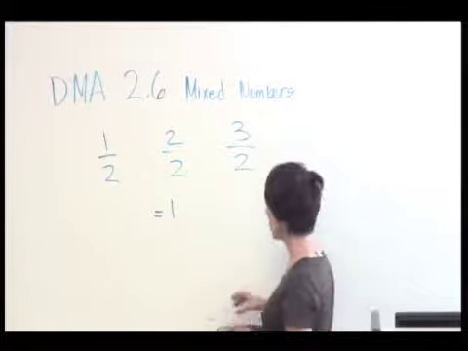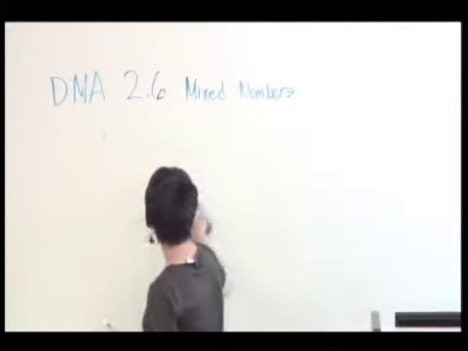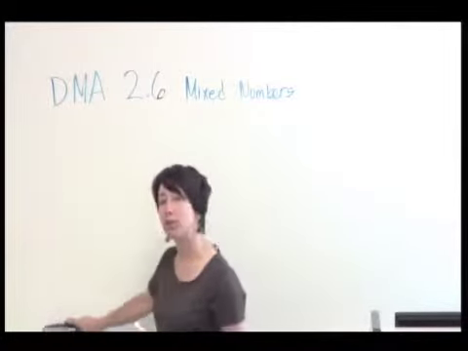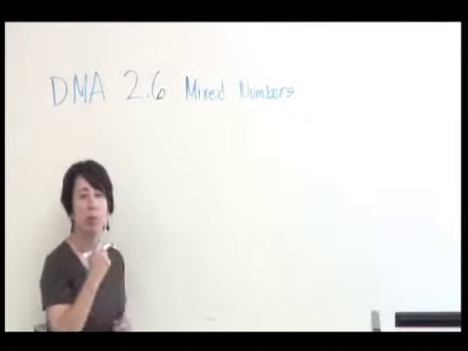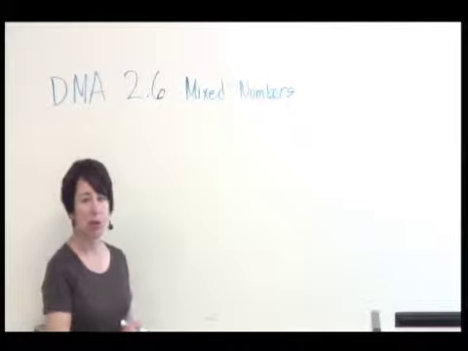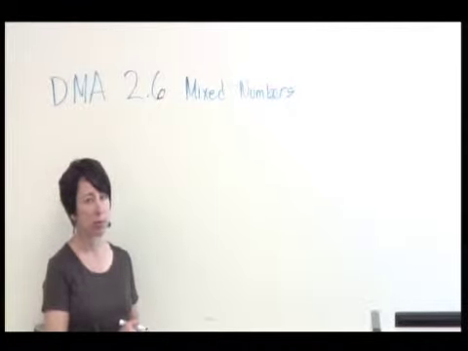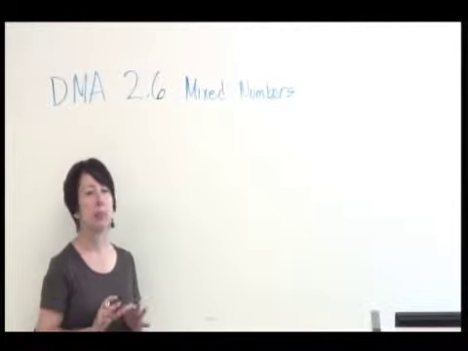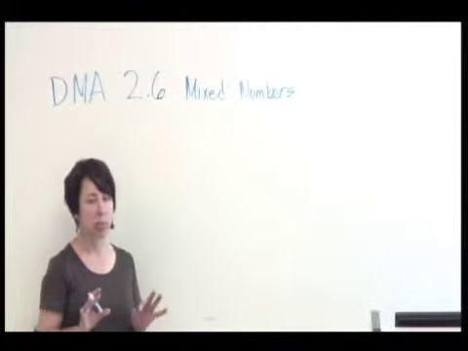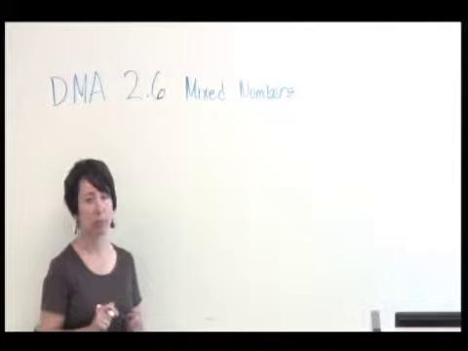And a mixed number is a whole number with a fraction. Now, the one thing you have to remember about mixed numbers is the fraction part must be proper. You cannot have a mixed number with an improper fraction. It's completely illegal. Whenever you have a mixed number, the fraction part must be proper.